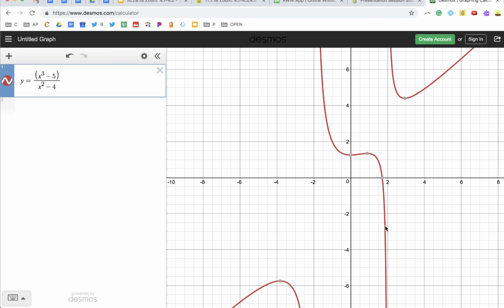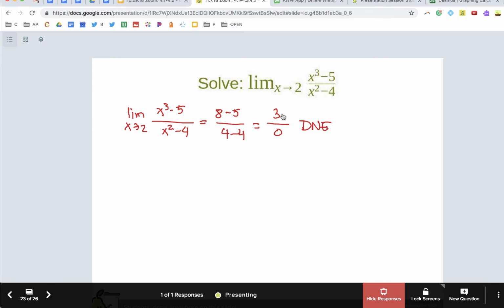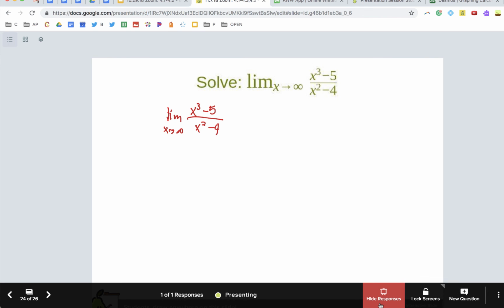A graph would look like this. So we would go to negative infinity from the left and positive infinity from the right. You should be able to do that without a calculator in your head because the numerator, as x approaches 2, is positive. It is 3 all the time. But then a little bit to the left of 2, that answer would be negative, but a little bit to the right of 2, that answer would be positive, and therefore we have a switch in sign, and that's why it does not exist.